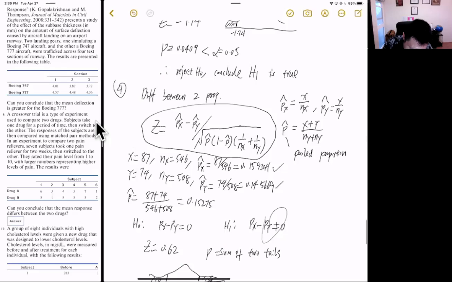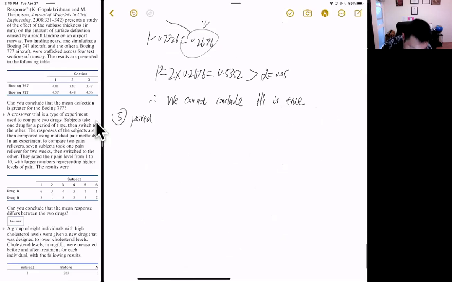So let's pair delta. Small sample, we use the t value, the t score, the mean value for the difference, mu 0, the standard deviation for the difference, and the sample size n. The degree of freedom, V, is n minus 1.